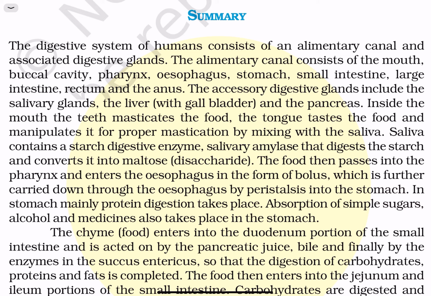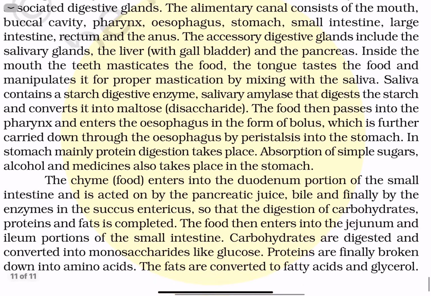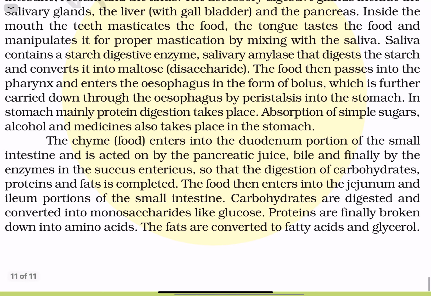Inside the mouth the teeth masticate the food. The tongue tastes the food and manipulates it for proper mastication by mixing with the saliva. Saliva contains a starch digestive enzyme, salivary amylase, that digests the starch and converts it into maltose, a disaccharide. The food then passes into the pharynx and enters the esophagus in the form of bolus, which is further carried down through the esophagus by peristalsis into the stomach.